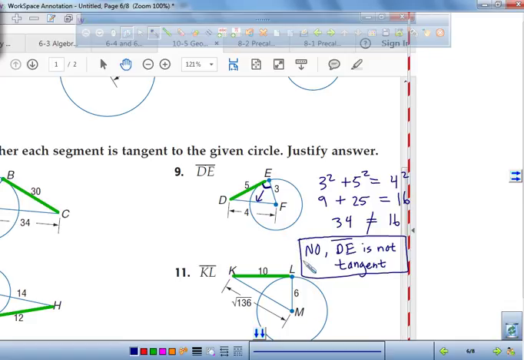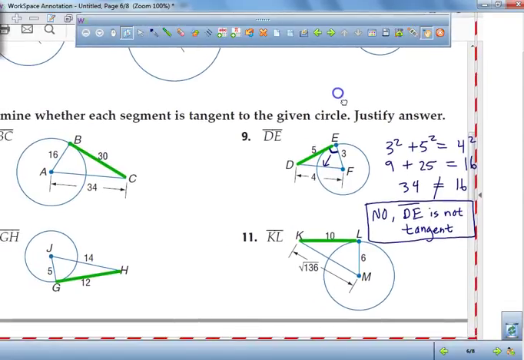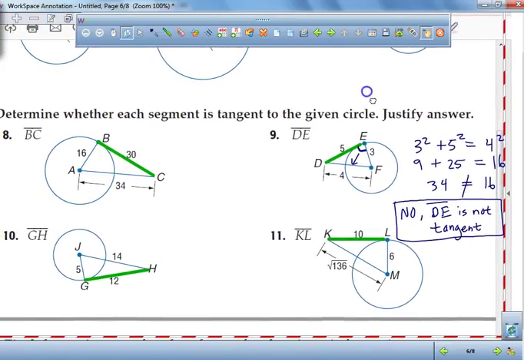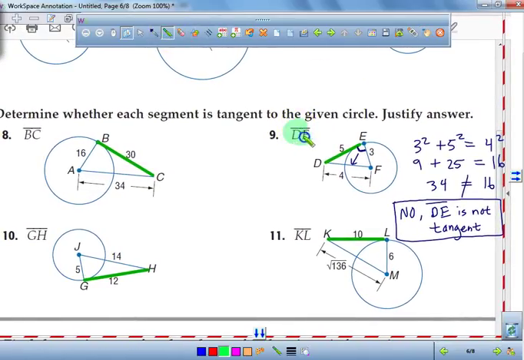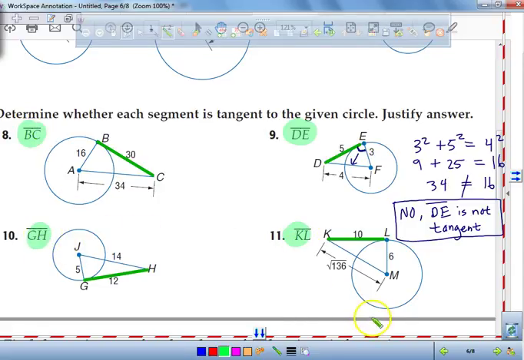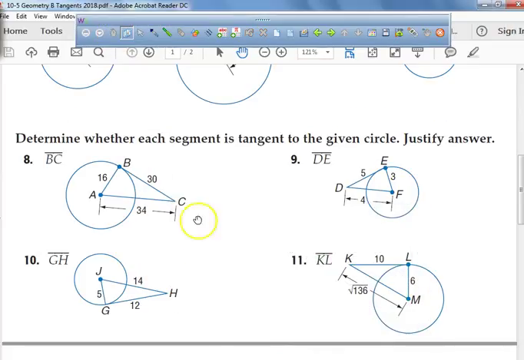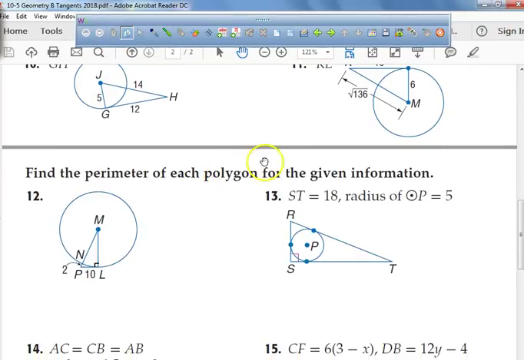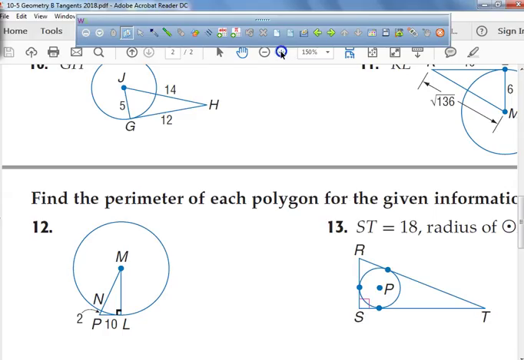Okay. So DE is not tangent. How do I know that? How do I know I was testing for DE? Because it tells me. Notice all the ones that I highlighted. See those? Those are the ones that we're testing to see if they are tangent. That's what you're doing.